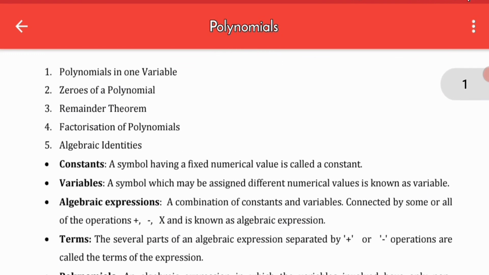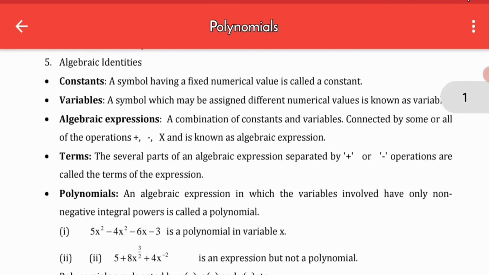So first of all, let us see what all topics we are going to cover in these keynotes. Number 1, polynomials in one variable, zeros of a polynomial, remainder theorem, factorization of polynomials and algebraic identities.